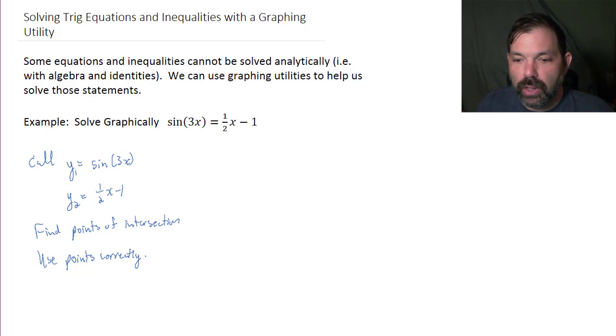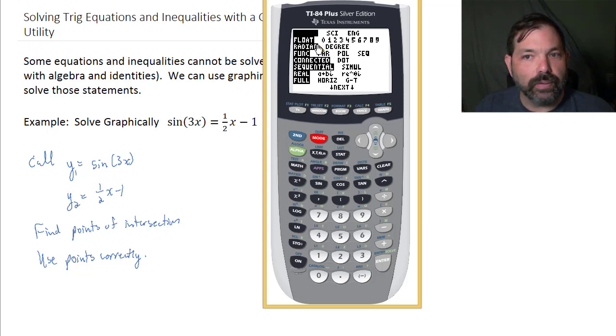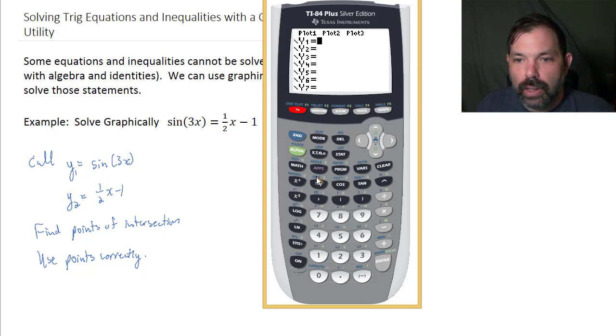So let's do this. I'm going to bring up my calculator. So there's my TI-84. Now if you have a different calculator, it's going to work a little bit differently, but you should be able to figure it out. Let me check my mode. I must be in radian mode. If I'm not in radian mode, I'm not going to get the correct solutions of this equation. I go to my y equals screen. y1 is sine 3x. Close that off. Hit enter. y2 is 1/2 x. Subtract 1.